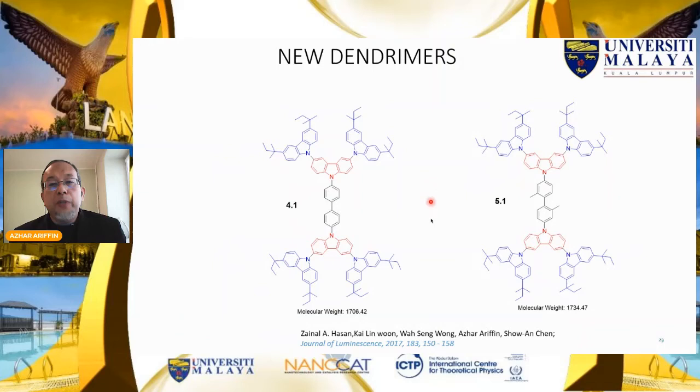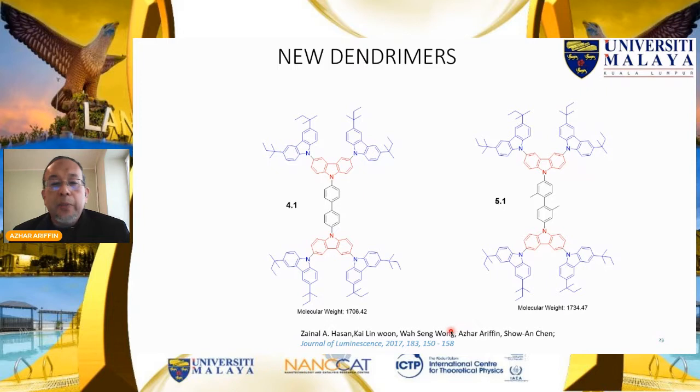If you look carefully at the structure here, this compound looks similar to the compound published by Professor Wang in 2014, but we were just lucky that we did not use the tertiary butyl group. Instead, we used the tertiary pentyl group. So that is the difference between our compound and their compound. And then my PhD student managed to get 1 gram of this compound.